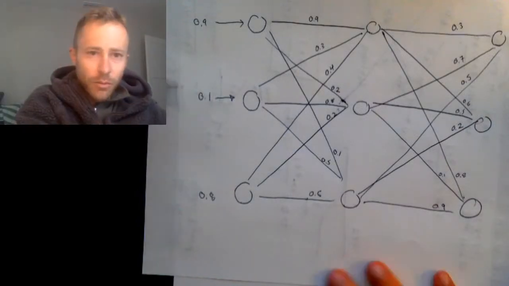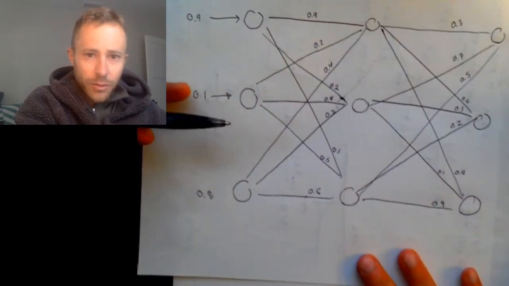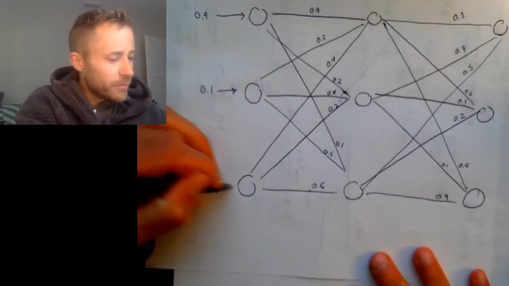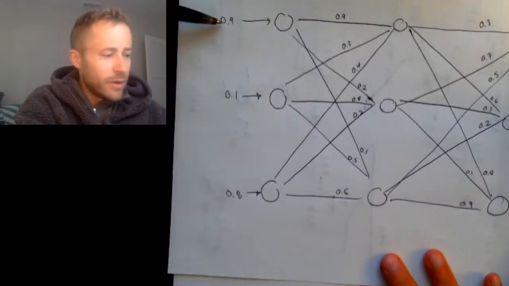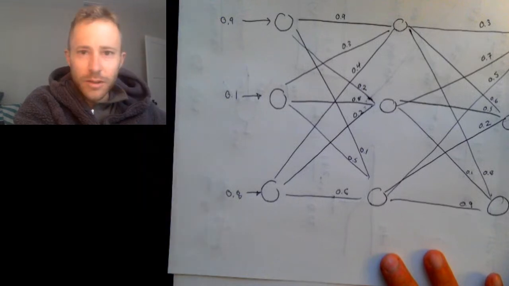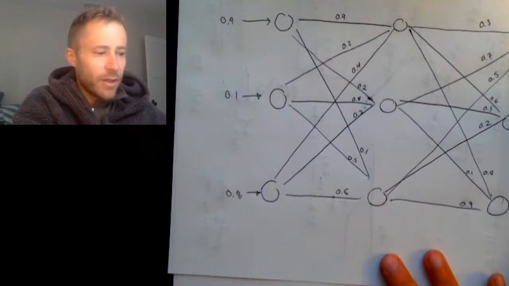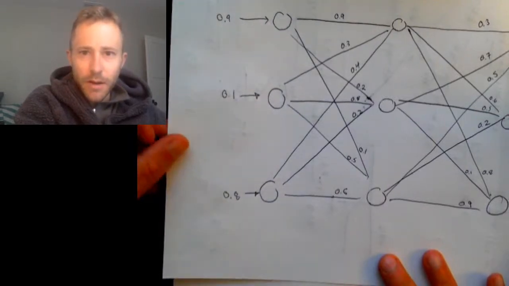And so what we're going to do is we're going to see what is the output of the neural network if it has 3 inputs of 0.9, 0.1, and 0.8. Okay? So let's see how that would look.